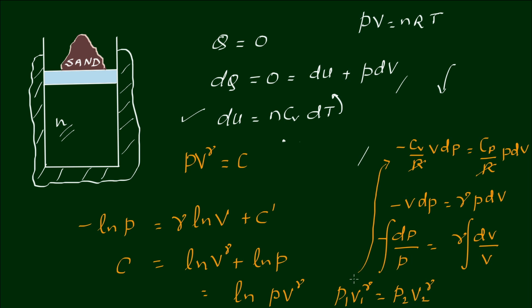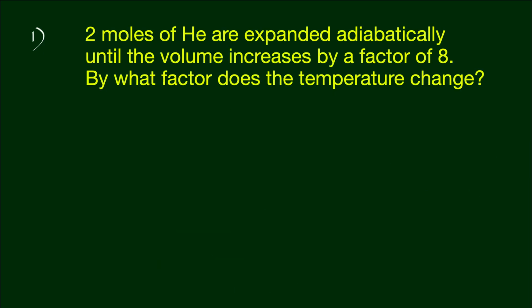Now let's go ahead and solve a couple of problems. So for our first problem, we have 2 moles of helium which are expanded adiabatically until the volume increases by a factor of 8. By what factor does the temperature change? Now we already have P V to the power of gamma remains constant along an adiabatic process. Now we want the relationship between volume and temperature, so we are going to use PV is equal to nRT because we are going to assume it's an ideal gas.